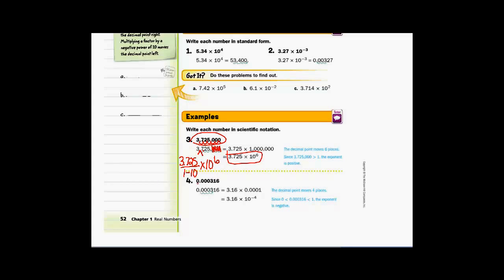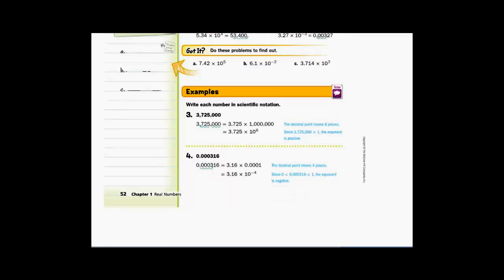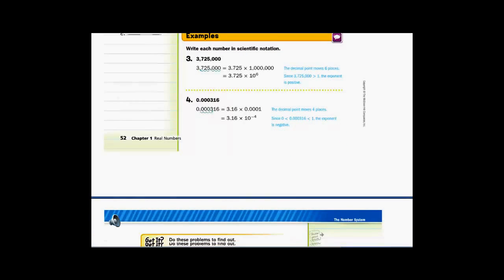When you have a cute little teeny tiny one like this, 3.16 is my decimal, times 10 to the, how many spaces? 1, 2, 3, 4. Positive exponent or negative? Negative because it was a cute little teeny tiny one to begin with. All right, so I want you to keep that in your brain, keep it in your notes. If you have a negative exponent, you should associate that with what kind of decimal? Teeny tiny.